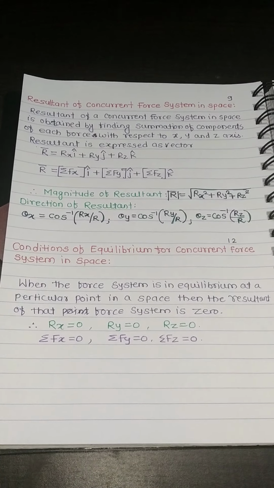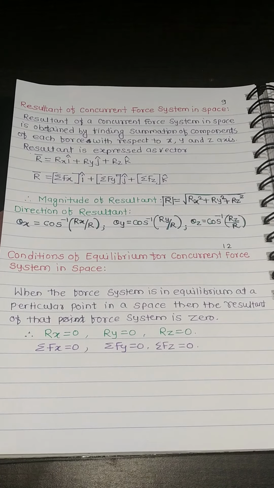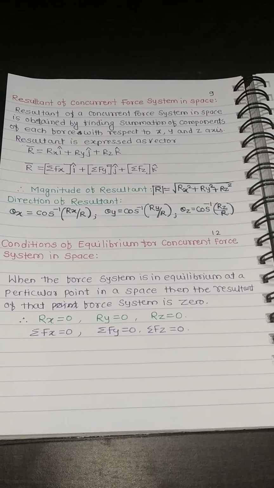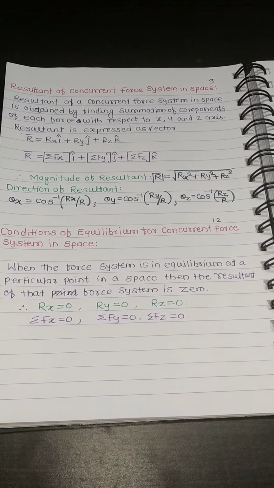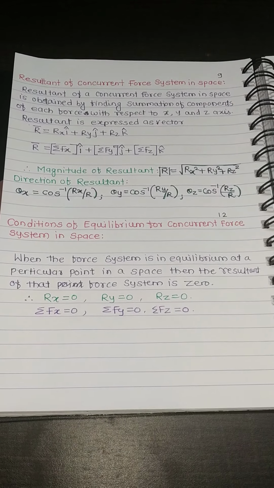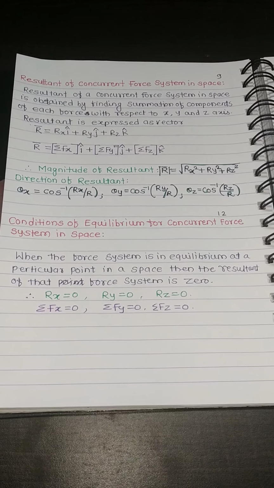Rx is defined as summation Fx, so it will be 0. Ry is defined as summation Fy, it will also be equal to 0, and Rz equals summation Fz, that also becomes equal to 0. Related to this topic, let us see a video. Let us see a numerical in this video.